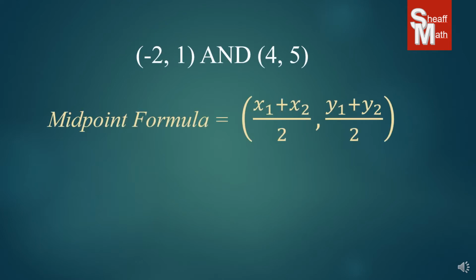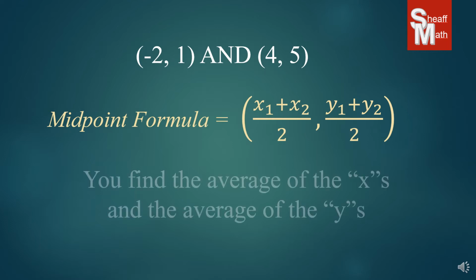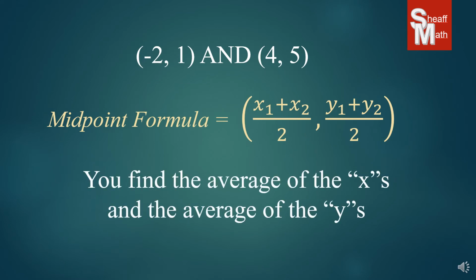So here is the midpoint formula. It's (x1 plus x2) divided by 2, and then (y1 plus y2) divided by 2. This formula finds our x and our y for that middle point. What those x and y's represent is the average, or the middle, between each of the x's and the y's. So what we really are finding is the average of the x's and the average of the y's. Let me show you how it works.